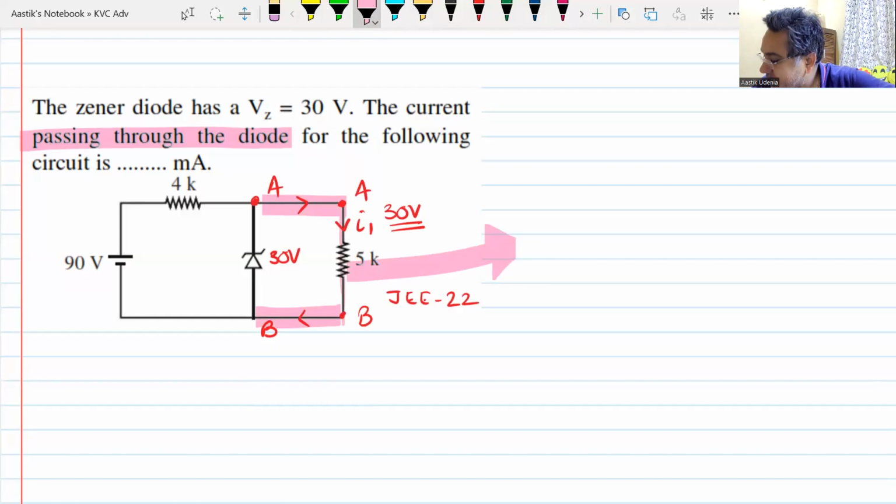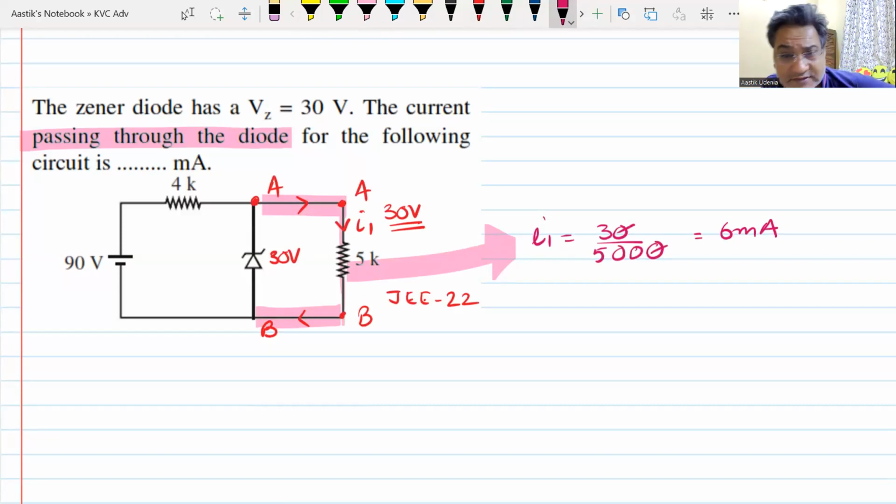This current, I1, will be equal to 30 divided by 5K. So it is 5000. 30 divided by 5000. So you will get 6 milliamps, I think. Yes. Yes or no? 6 milliamps.